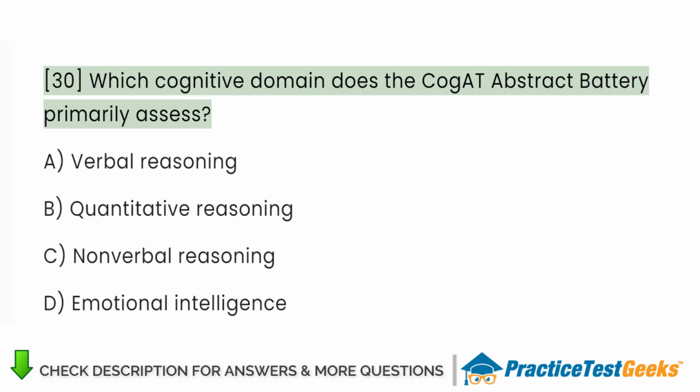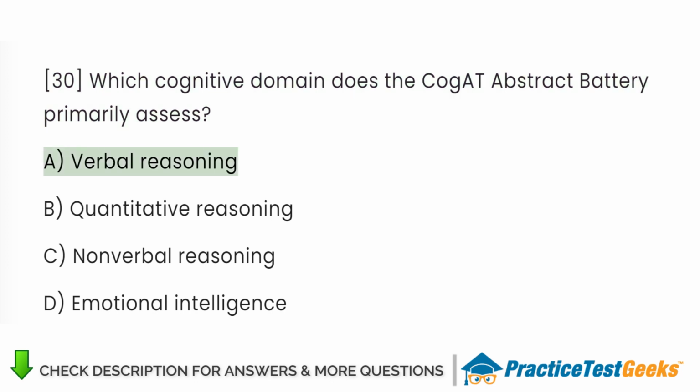Which cognitive domain does the CogAT abstract battery primarily assess? A. Verbal reasoning. B. Quantitative reasoning. C. Nonverbal reasoning. D. Emotional intelligence.